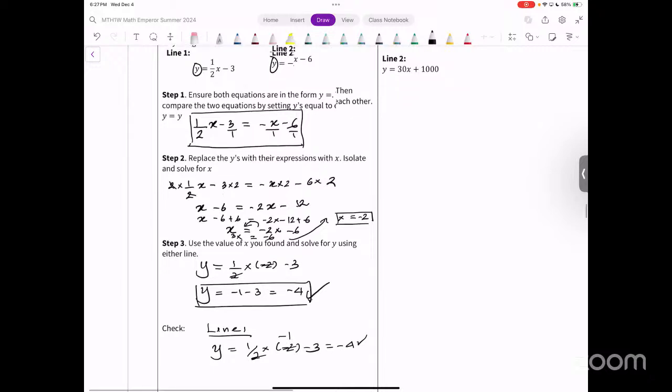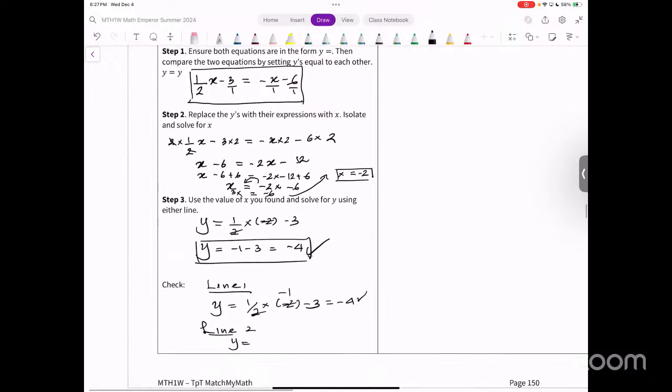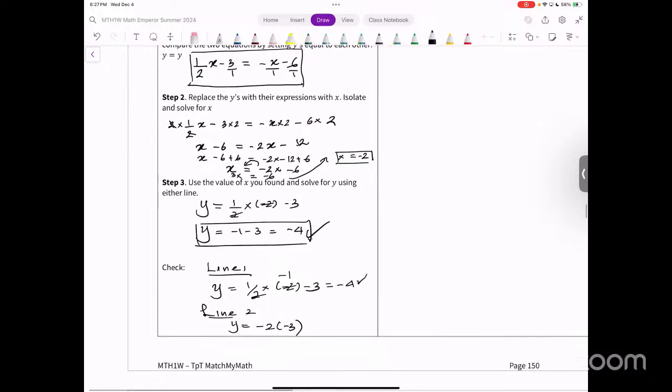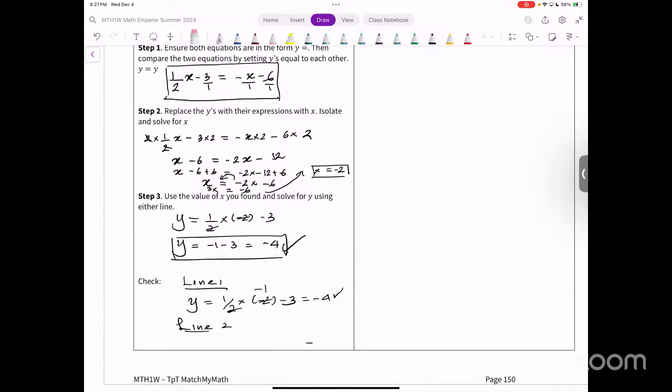Correct. You also need to do line 2. Y is equal to minus x. So minus 2 times minus 3, and then minus 6. So that is going to be positive 6 minus 6, which is 0, which is not correct. So something went wrong somewhere. Line 2 doesn't give me the right value. So line 2 verification fails.